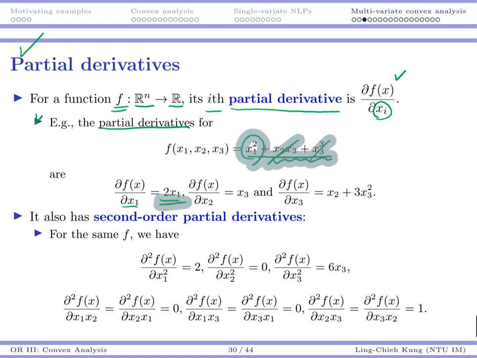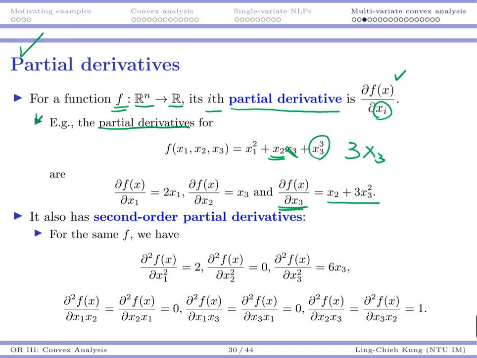As another example, if you take the first order derivative with respect to x3, then here this one goes away, so you have x2. This one gives you 3x3 squared. Okay, and this one goes away. So that's how you get your first order derivative with respect to each variable.